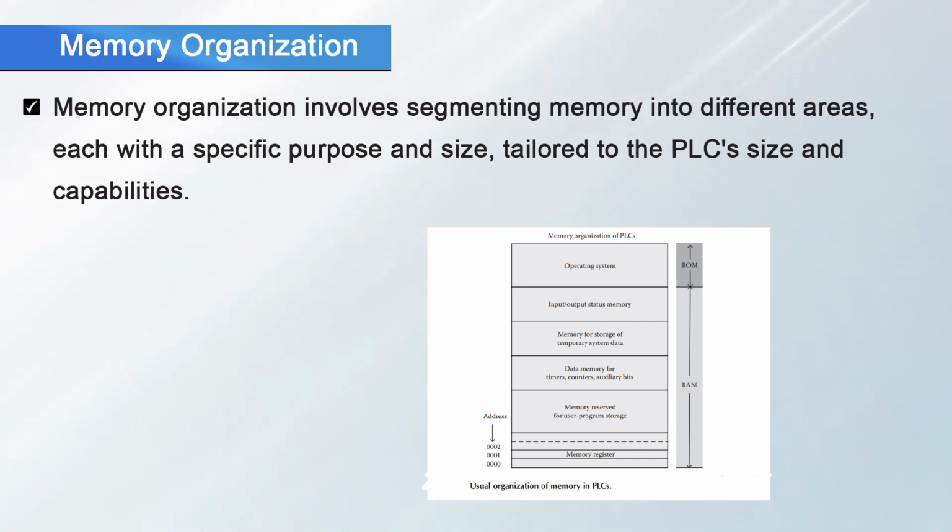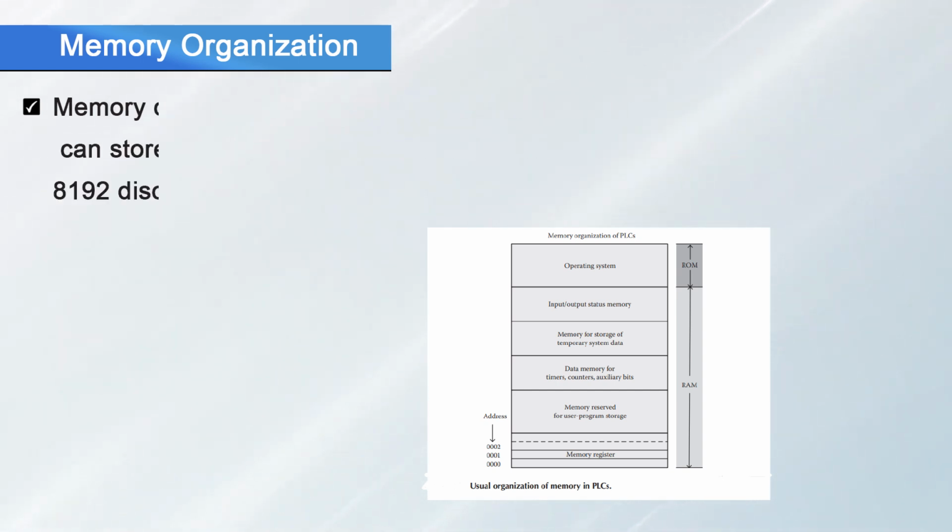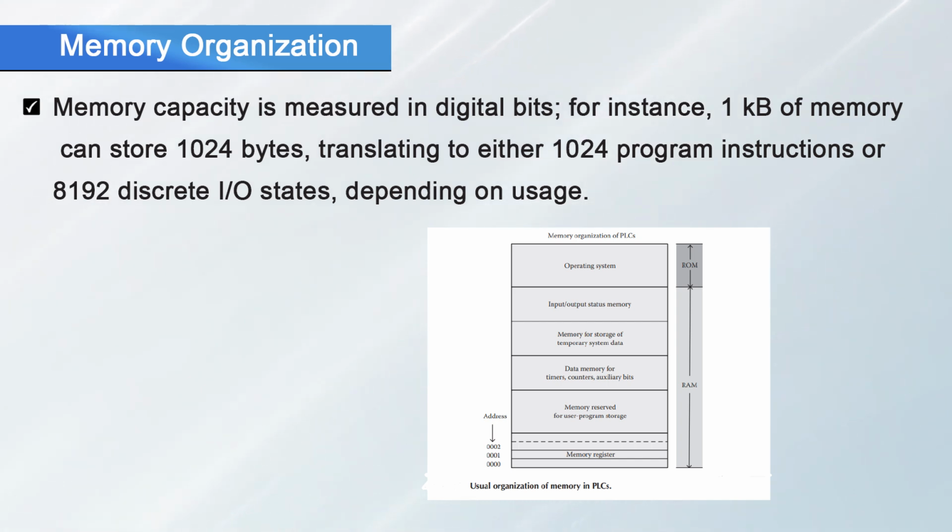The memory organization basically involves segmenting the memory into different areas, each with a specific purpose and a specific size, which are tailored to the PLC size and capabilities. While memory sizes vary between a PLC with 128 input outputs and one with 1024 input outputs, the fundamental structure remains consistent. The memory capacity is measured in digital bits.